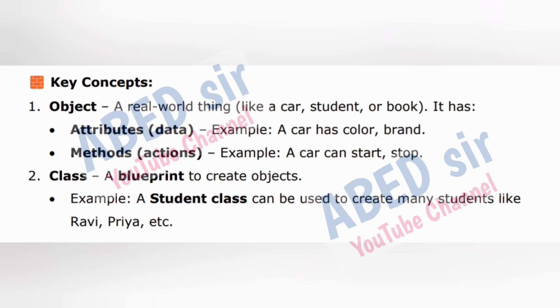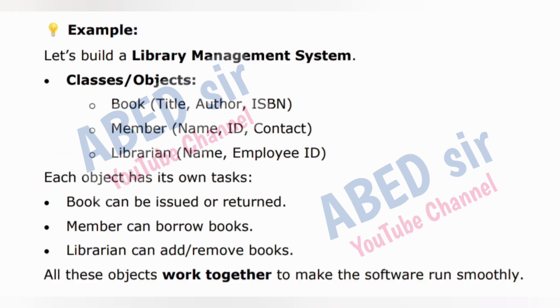2. Class: a blueprint to create objects. Example, a student class can be used to create many students like Ravi, Priya, etc. Example: let's build a library management system. Classes: objects. Book, title, author, ISBN. Member, name, ID, contact. Librarian, name, employee ID.